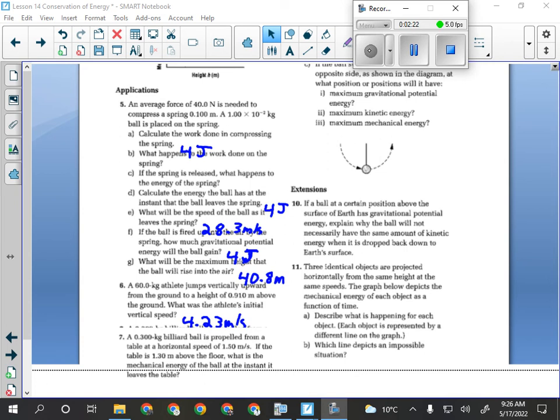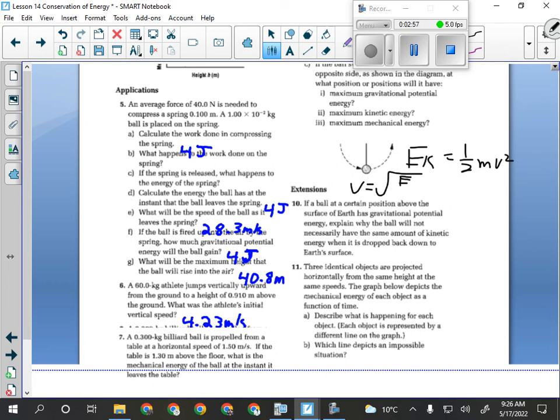What will the speed of the ball be when it leaves the spring? Well, when it leaves the spring, it will have kinetic energy. Everybody okay with that? How much kinetic energy will it have? Four joules. So that equals 1/2 mv squared. I know what m is. They told me it's 0.01 kilograms. And I know the energy, 4 joules. So all I have to do is go v equals the square root of EK over 1/2 of m, and I'll have my 28.3 meters per second.